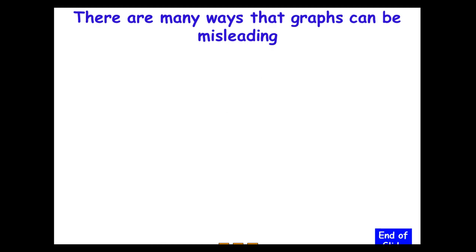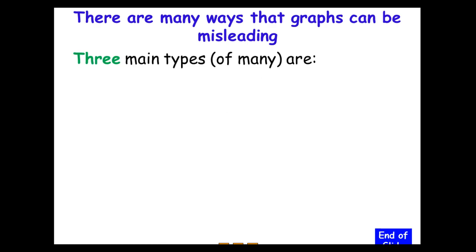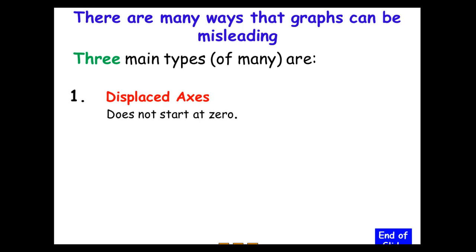So there are many ways that graphs can be misleading. Three main types are having a displaced axis, which doesn't start at 0. So you can see here, for example, the graph has started at 50 and gone up in tens to 80. This is a misleading way of presenting data in some ways, as it can make the differences in the values look more significant by cutting out the lower parts of the graph.